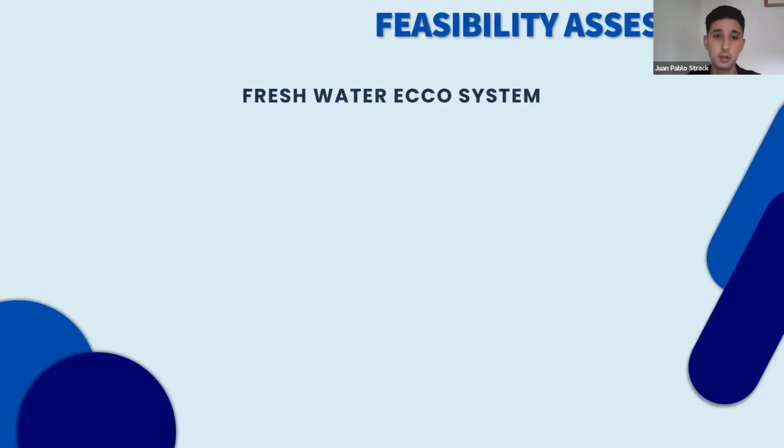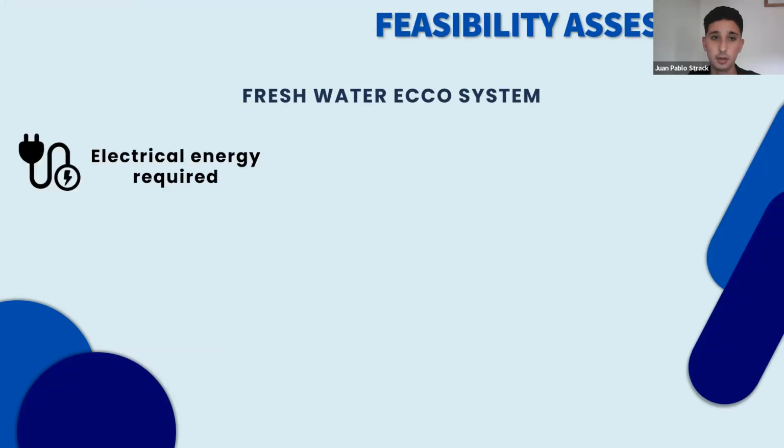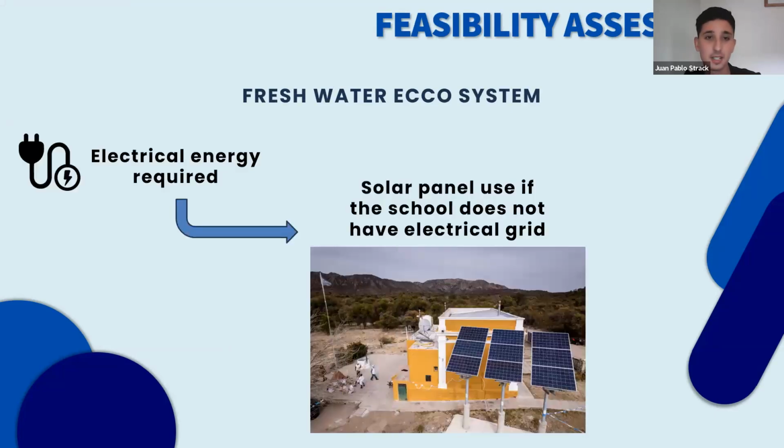Now we are going to discuss the situation to apply this system in rural schools. The freshwater ecosystem could be improved in relation to the fact that it needs electric energy by installing a solar panel to power it. The implementation of a solar panel may allow the deployment of this device in a rural school without electrical connection.